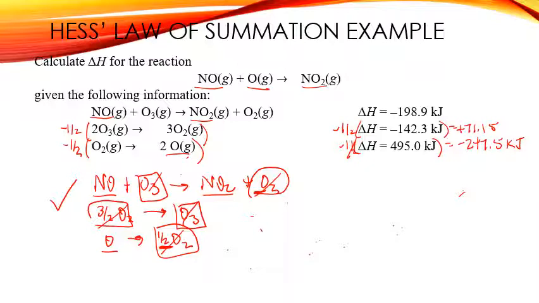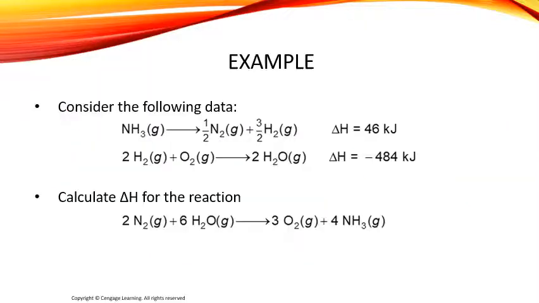So now if we take our values here and add them together, we should come up with an answer of negative 375.25 kilojoules. All right, so let's look at one more example for Hess's law of summation before we move on.